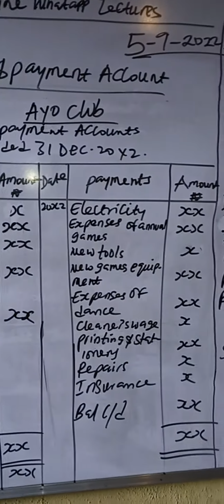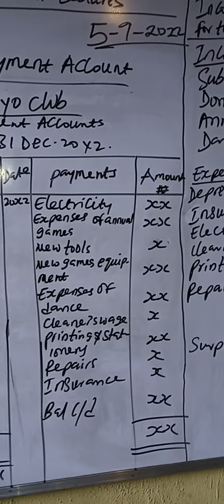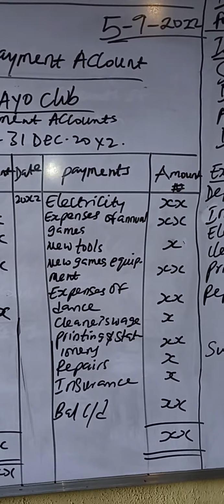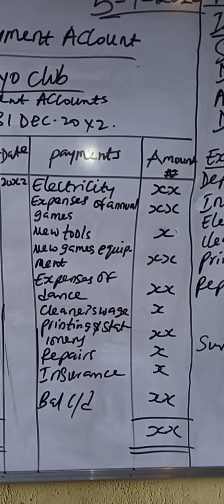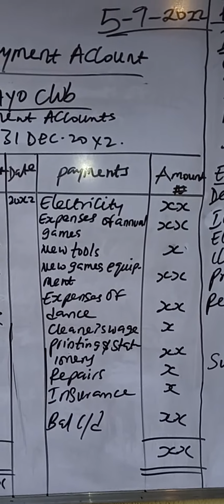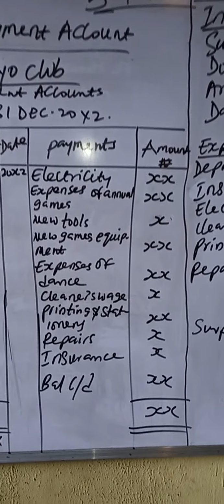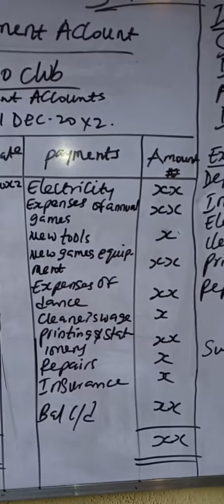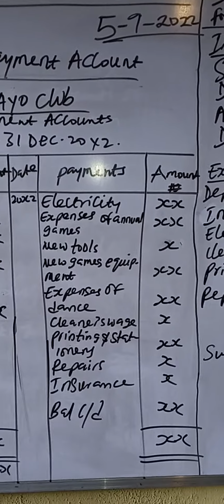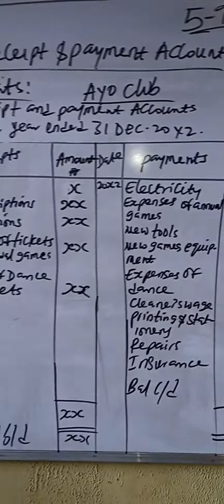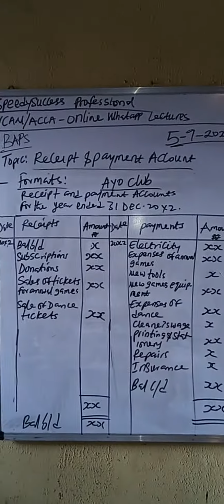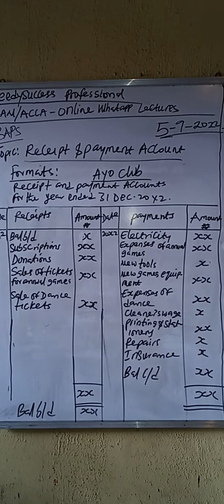So the club could have so many activities that generate revenues for them altogether. That will move up to the payment side, which is electricity, annual expenses on each of the games. If they buy new tools like computer, like desktop and the rest of them, new games equipment, expense of dance, cleaners' wages, printing and stationery, even internet services or recharge cards, repairs and insurance payment are all on the payment side of the receipt and payment account. So let's see the whole account as it's shown. The receipt and payment account, this is how it will look like altogether.